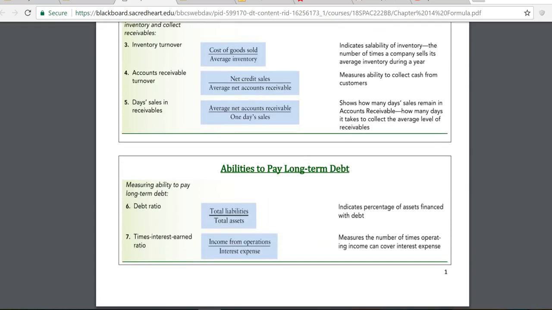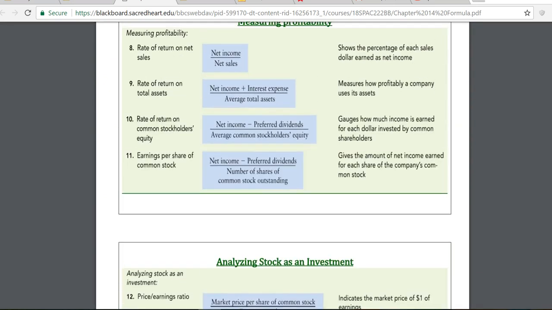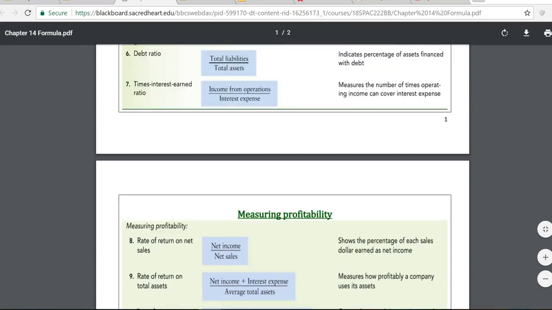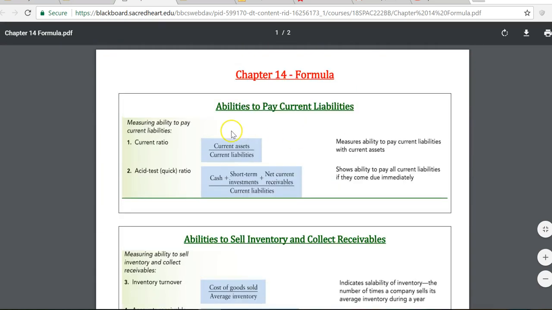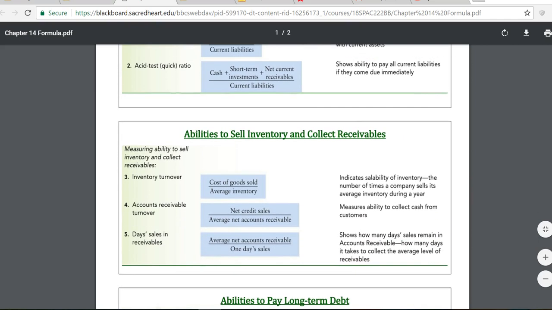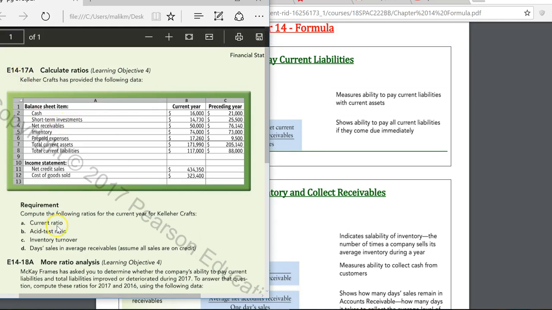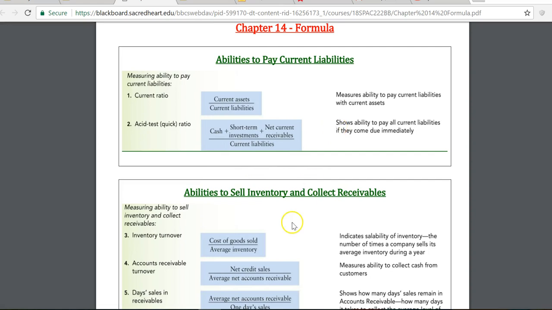So you will see that you have different boxes. Each box contains some formulas, and the purpose of the boxing is that each group evaluates a different type of performance. If you focus on the first two boxes, the first box shows the ability to pay current liabilities, and the second box shows the ability to sell inventory and collect receivables. So when we solve E14-17A, we basically need to focus on these first and second boxes. We'll write down the formula and plug in the numbers.